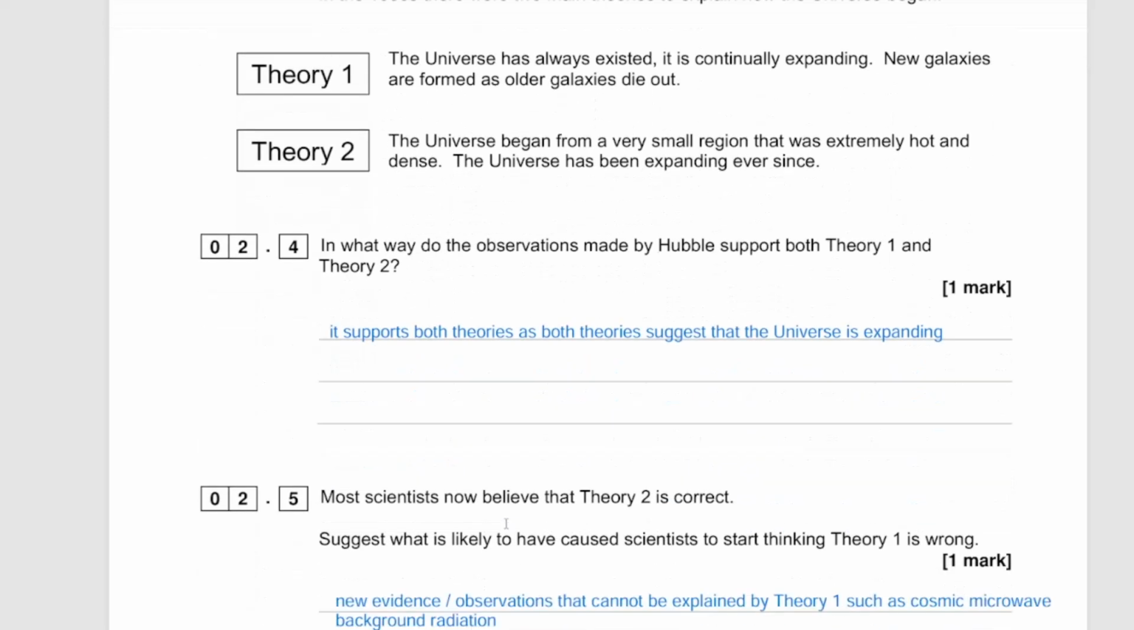And then for 2.5, we're told most scientists now believe that Theory 2 is correct. Suggest what is likely to have caused scientists to start thinking Theory 1 is wrong. And this is due to there being new observations and evidence that cannot be explained by Theory 1, such as cosmic microwave background radiation caused by the Big Bang, which scientists are able to detect, and they would not be able to detect if the universe has always existed.